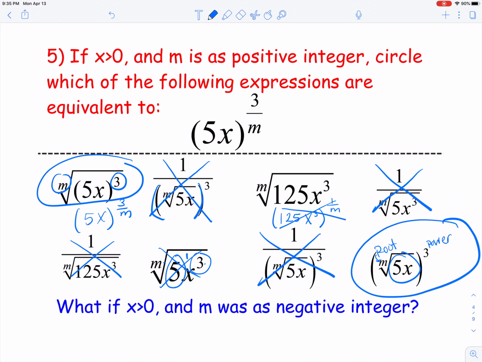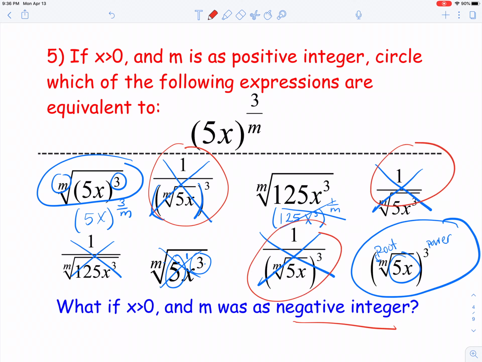So if m was a negative integer, then we'd be looking at the choices that have the denominator. So if it were negative, then we'd be looking at the ones that were in the denominator, the 3 choices that I crossed out for just being in the denominator. This one also only had the x being raised to the 3, so that would still not be good.